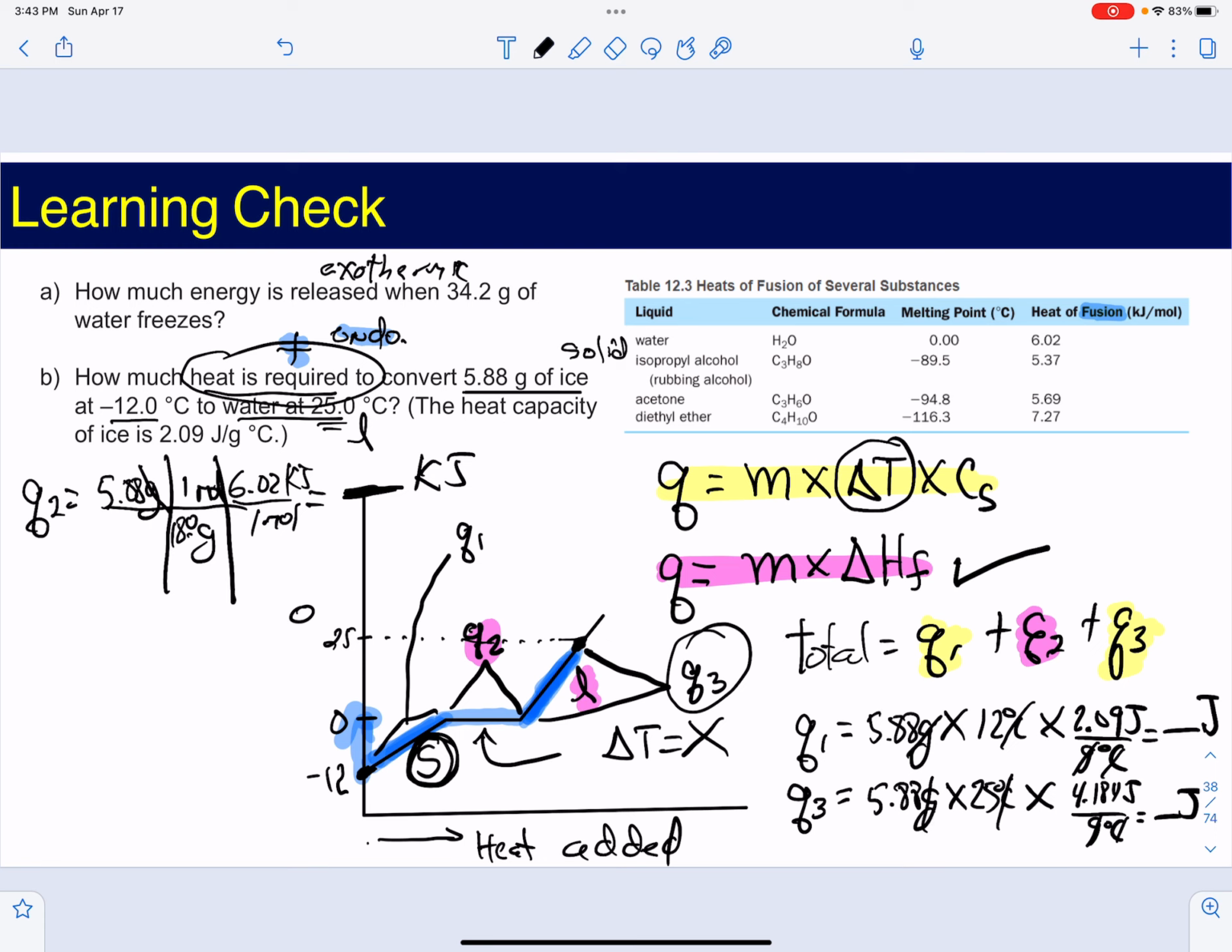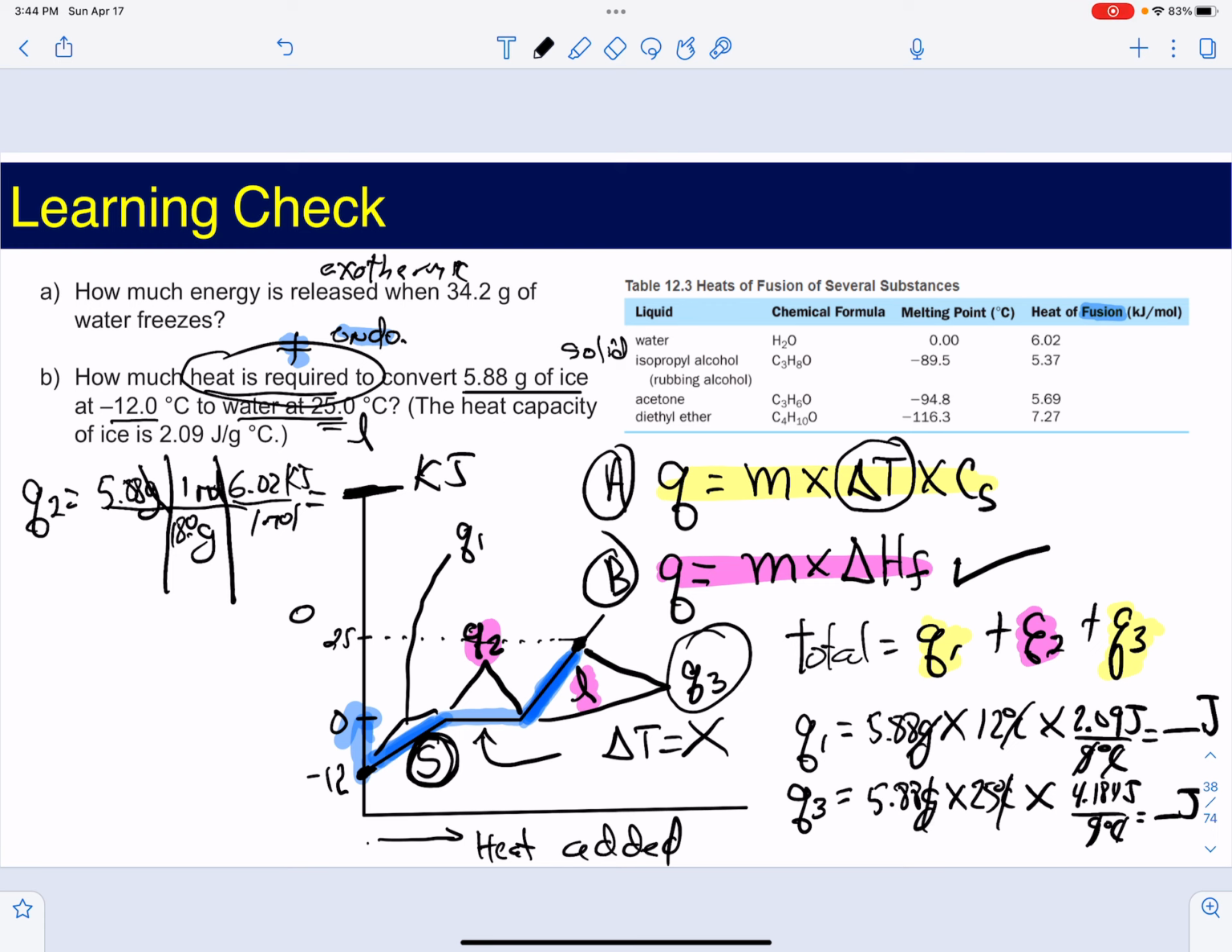So if you draw this curve, you can identify, okay, this is my plateau. That's where I need to use formula B, which deals either with fusion or vaporization. You need to know what's going on. Solid to liquid, that's fusion. Liquid to solid, that's fusion. Liquid to gas, that's vaporization. Gas to liquid, that's also vaporization. One of them is positive, the other one is negative. So you know which one is gaining, you know which one is releasing energy based on what the particles are doing.